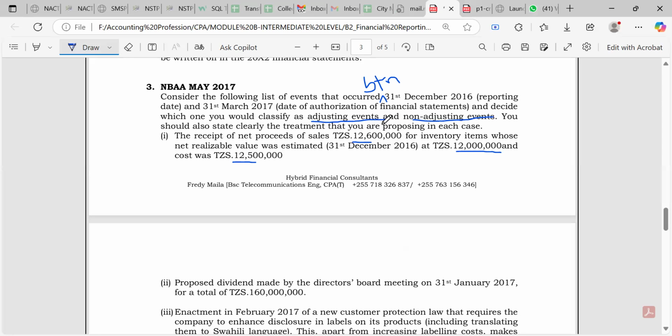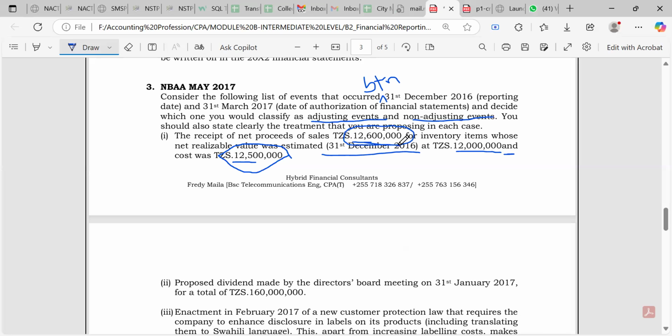So on inventory, you ask which is the lower: the net realizable value is 12 million, and cost is how much? 12.5. So it means in the books at the year end, we recorded the inventory at how much? 12 million, because it is lower than 12.5. At the year end, but now you have been told that after the year end, you have sold inventory at 12.6.